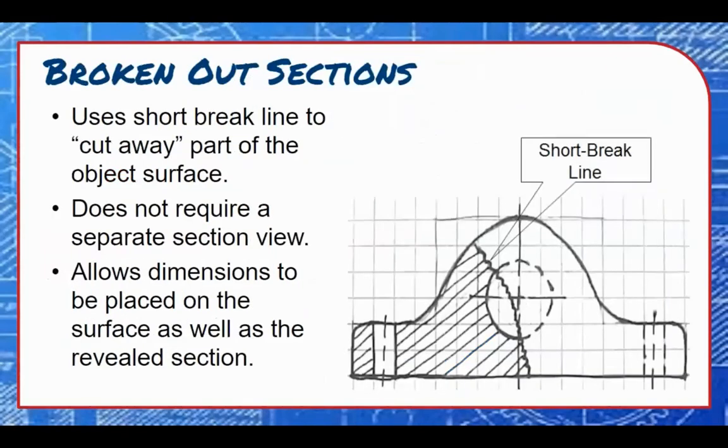Sometimes it's useful to show section view details without drawing an entirely new view. Broken out sections allow us to do this by peeling back a portion of the object's surface to reveal details underneath. Instead of a cutting plane line in another view, the cut area is defined by a jagged, short break line. Broken out sections allow dimensions to be placed on the surface of an object as well as to hidden features further back.